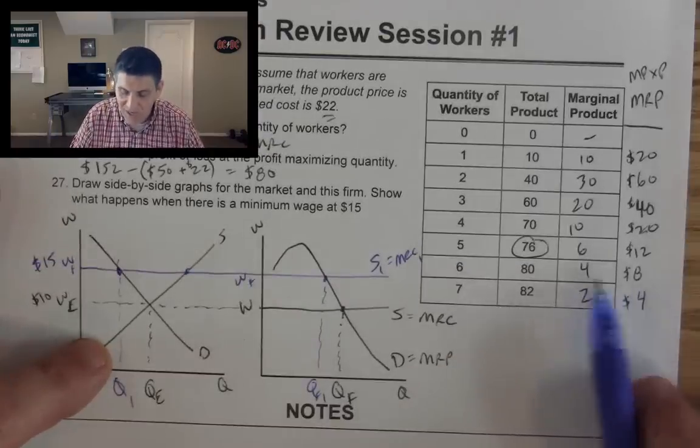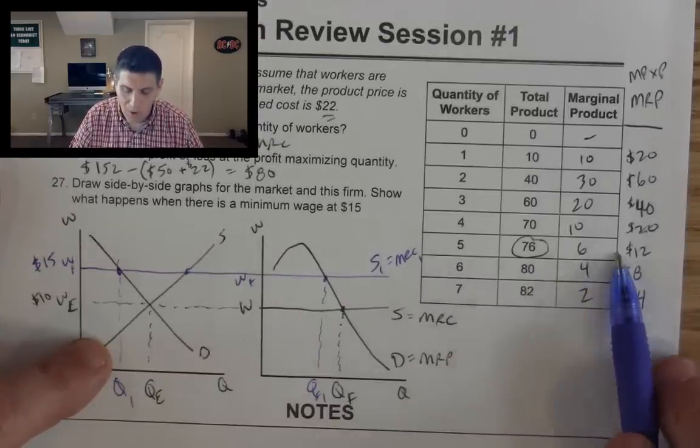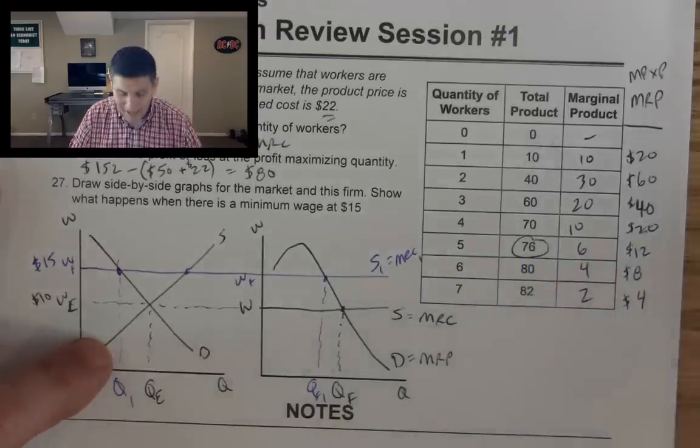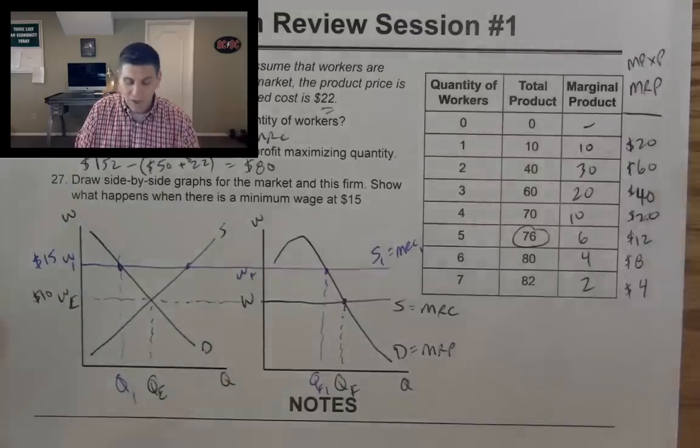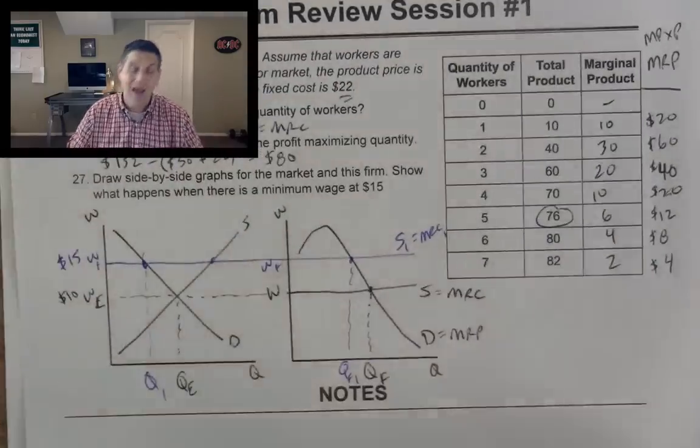If the wage was 15, well, I couldn't hire the 5th worker anymore. I now hire only 4 workers, not because I'm a jerk, not because I don't want to help them, but just they're not bringing in the value to my business like they could have. And like they did before, because I now have to pay them more.